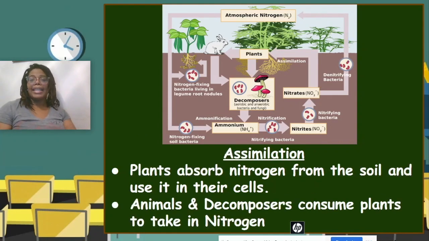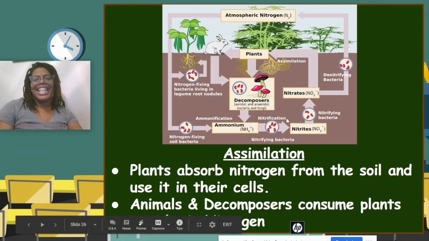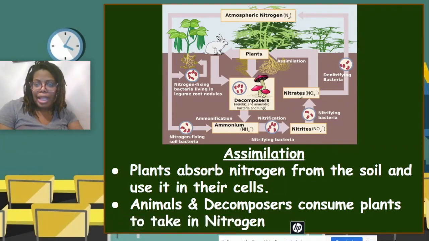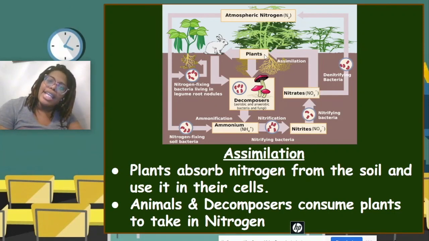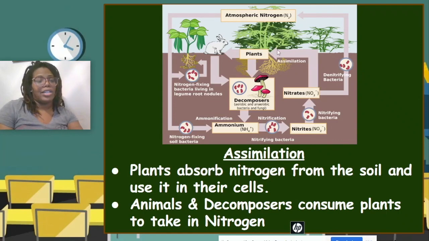All right. And then the last step that we're going to talk about here in 7th grade is going to be called assimilation. So assimilation means you're kind of putting it together, or assimilating it, maybe breaking it apart a little bit. In assimilation, the plants are going to take that nitrogen that was already nitrified, and they're going to take it in and use it in their cells to carry out their life processes they need it for.